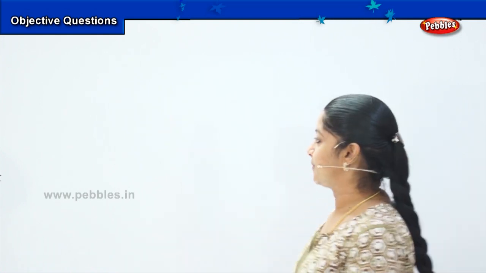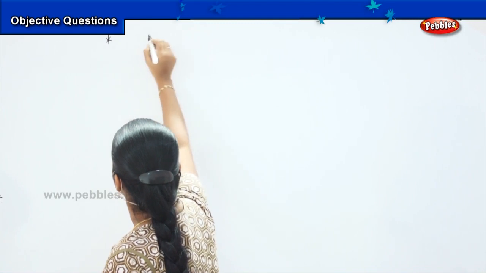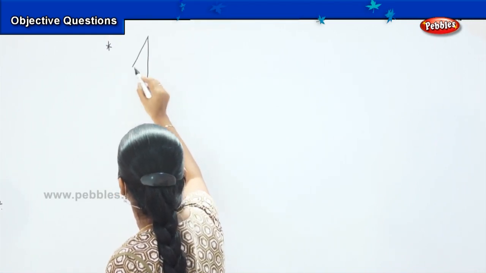Okay, children. So now I have a few tricky questions for you. Let's see how fast we'll solve it. Are you ready? Shall we go for it? Here comes your question. Now, I am going to draw a triangle, a kite. Do you all love kites?